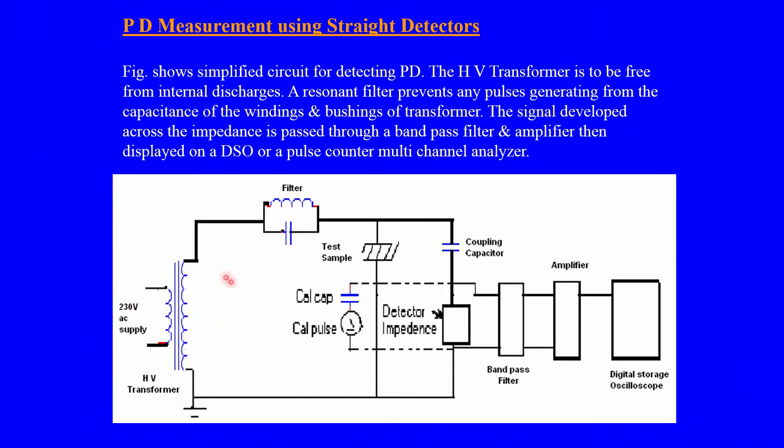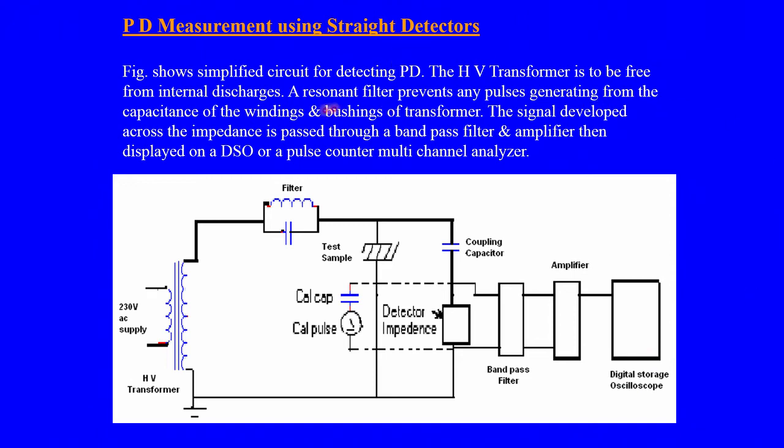You see the high voltage transformer, you have a filter which is tuned to a particular frequency. Then this is the test sample which is to be measured for the partial discharges. It could be a cable, it could be a transformer, it could be any other material where partial discharge has to be tested. Then you have a calibration capacitor and a calibration pulse arrangement to calibrate the required pulse. Then you have a coupling capacitor at high frequencies. This tries to see the discharges which are coming from the sample, communicated through the detector impedance, and further from the detector impedance it is connected to the band pass filter. Again the signal is amplified and it is finally monitored in the digital storage oscilloscope.